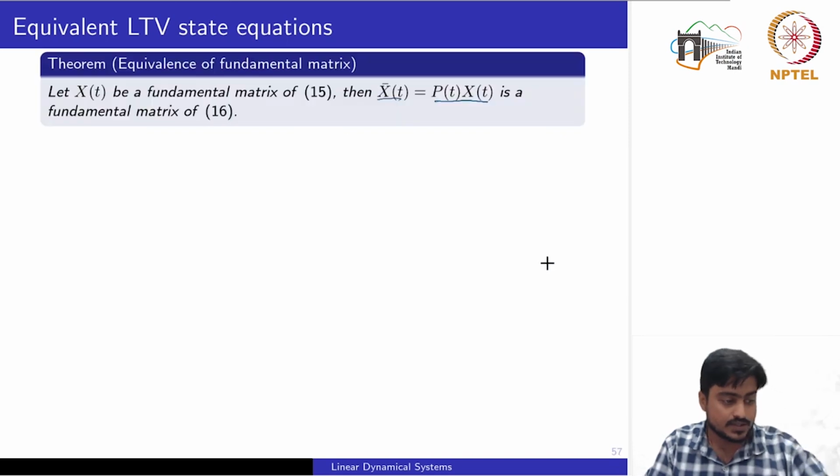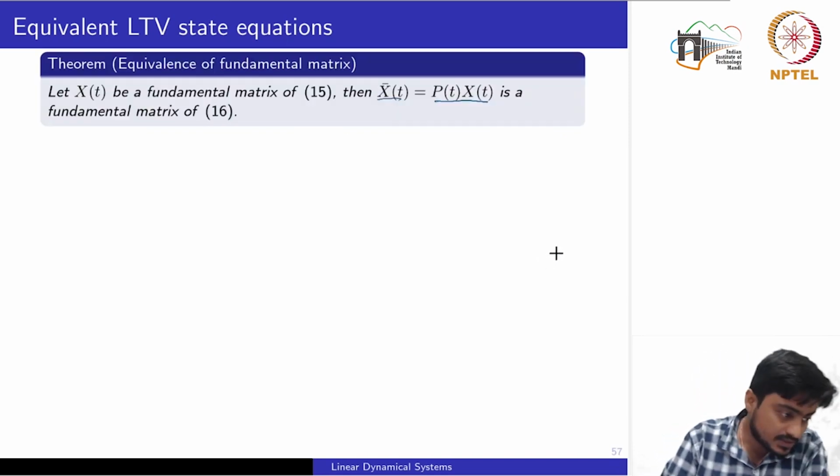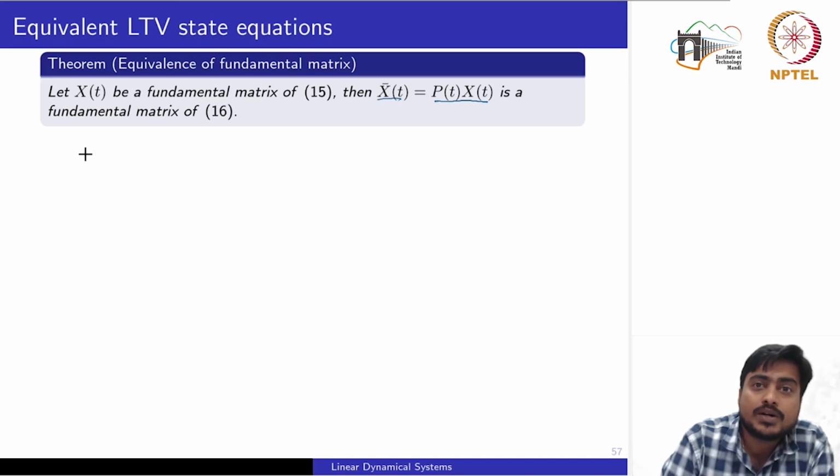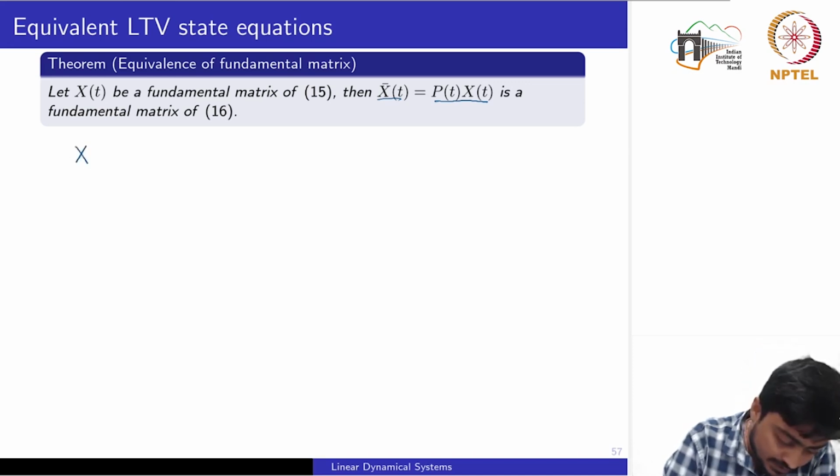We can show this result very quickly. We know from one of the properties of the fundamental matrix that the derivative of this fundamental matrix is equal to A(t) X(t).